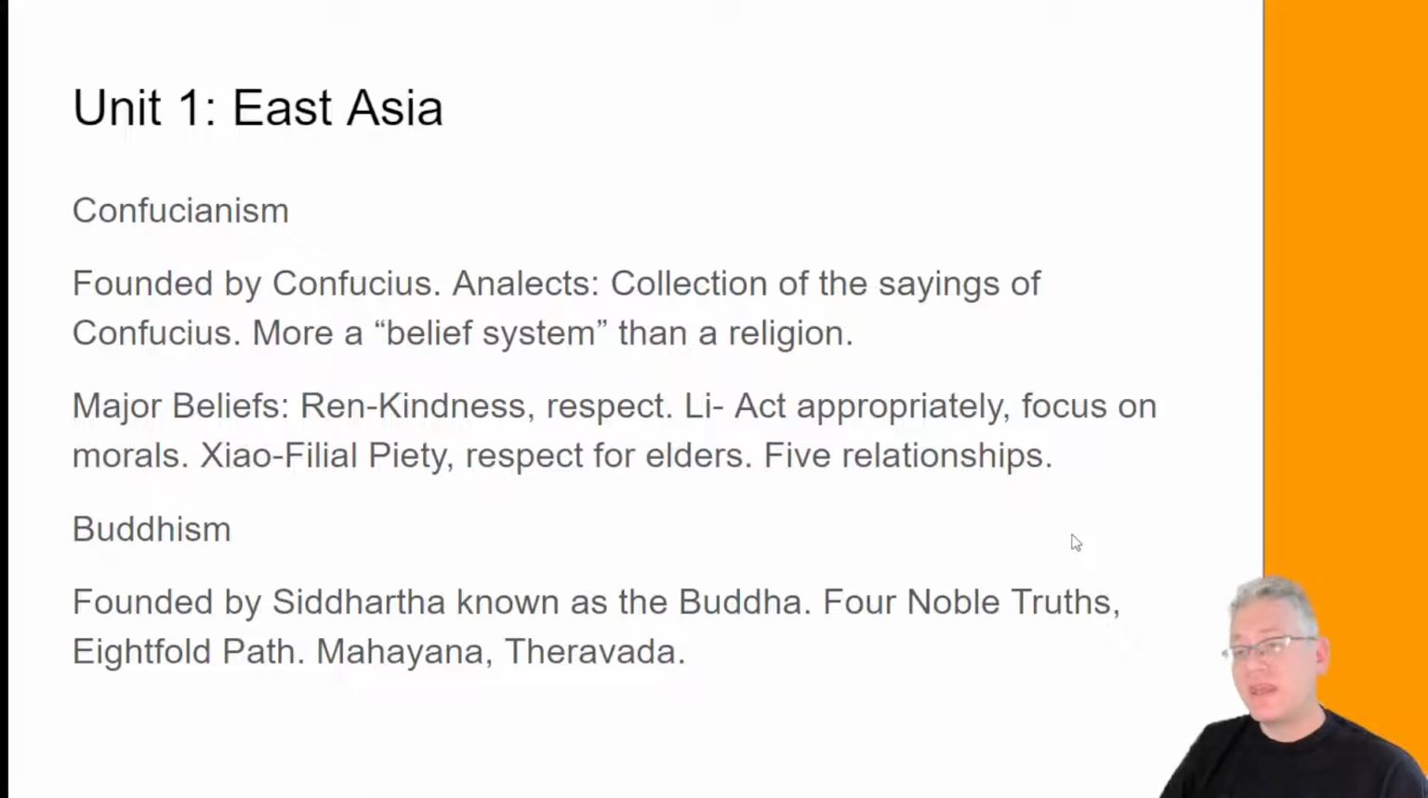Some major beliefs then: the idea of Ren, of kindness and respect. Li, the idea that you need to act appropriately and focus on your morals. Xiao, filial piety, which is the respect for elders. There's also this idea of the five relationships. These are unequal relationships, but they're relationships we need to contribute to. So, for example, ruler and ruled is a relationship.